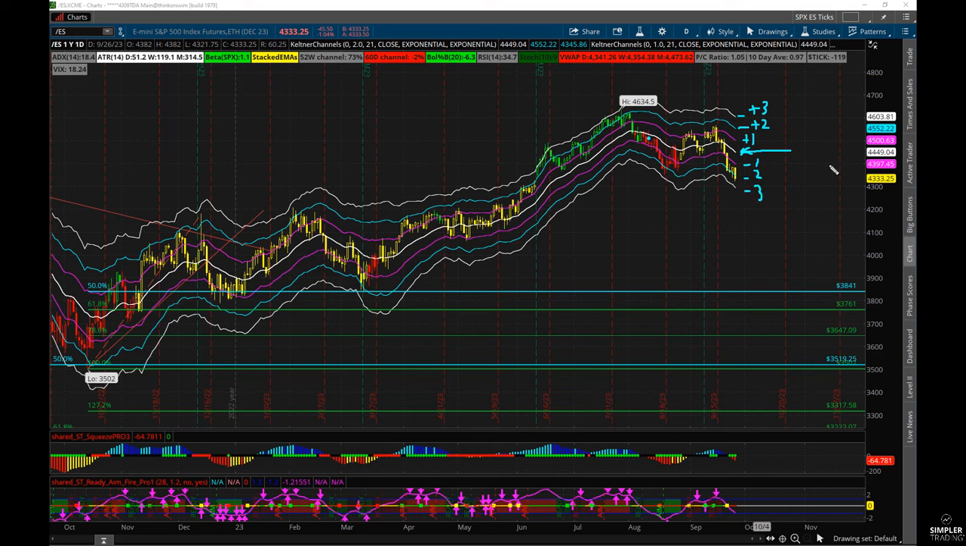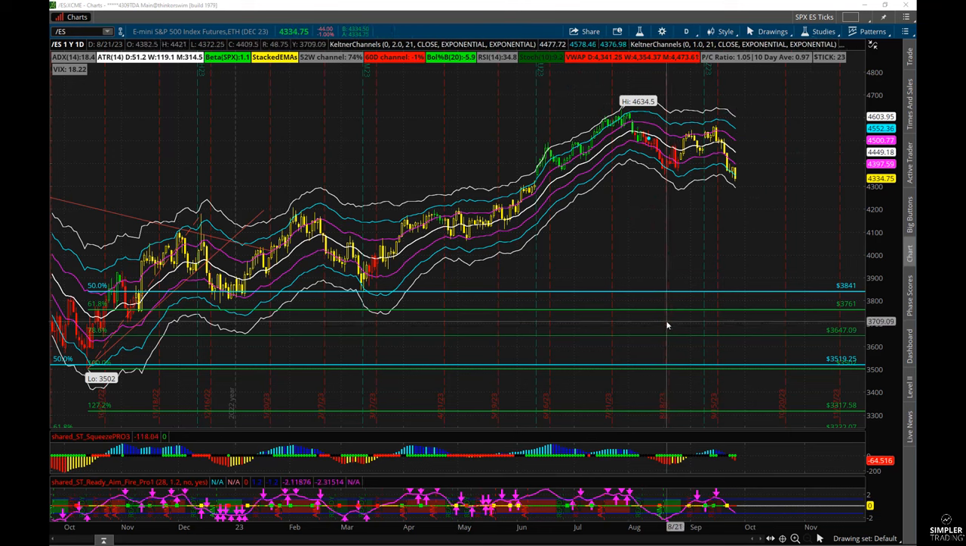Whenever you get far away from the center right here, you will inevitably come back to the center. So you come up here to plus three, you're going to come back down, and you can see we did right there. And then we came down and touched negative three. So we're up here at plus three, and now we're down here at negative three. And guess what? We're going to come back to the center. We didn't get quite up here. You don't have to go up to plus two. You can go to plus one, plus two, plus three, whatever. It depends on what the market's doing. But at some point, you'll come back down to the center and then maybe even go lower.